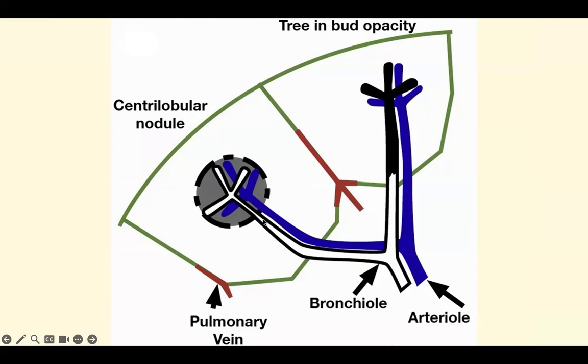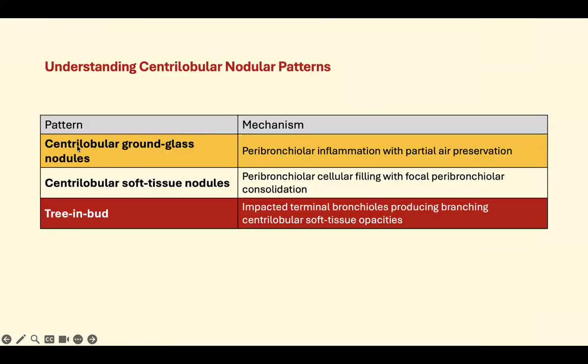But in case of centrilobular nodule of soft tissue density, here there will be consolidation around the inflamed bronchus, causing soft tissue nodule because of the formation of the consolidation due to replacement of the air in the alveoli. But in the tree in bud, there will be impaction. Here will be impaction, so the impaction will continue into the branching of the terminal bronchiole, causing the tree in bud appearance.